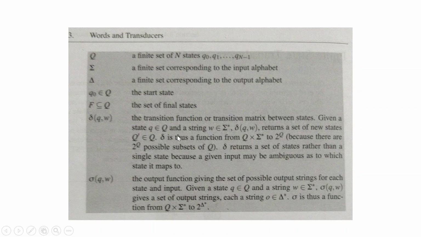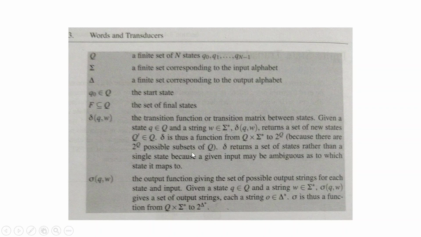Okay, so finite state transducer is also similar. It can be non-deterministic. So delta returns a set of states rather than a single state because a given input may be ambiguous. You can have ambiguities in language also. That is, the same word can mean many things, right? Say book can be both a noun and a verb depending on the context. So given an input, it can transition to either recognizing a noun or recognizing a verb.